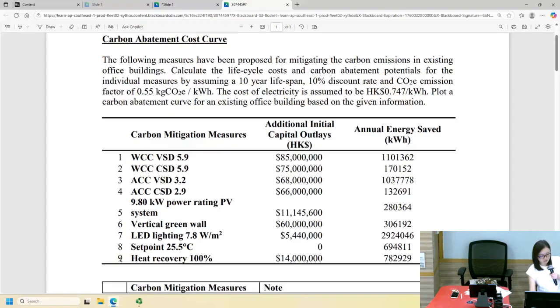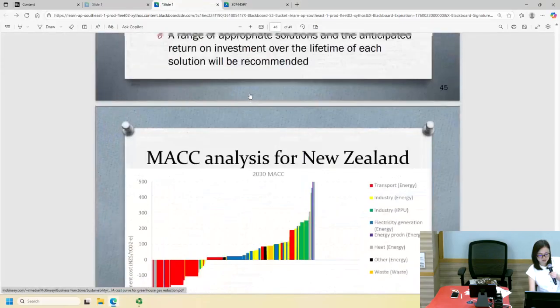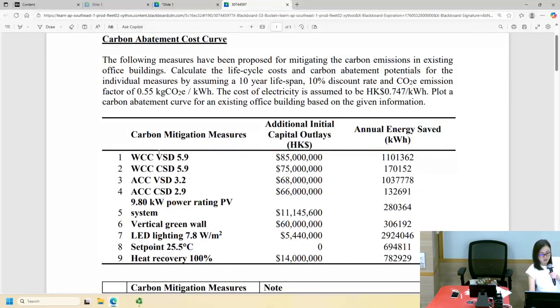So in this table, we have 9 different strategies, just like here. We have 1, 2, 3, 4, up to 9. Nine different strategies, and we want to plot a curve like this, or a graph like this. For the various mitigation measures, you don't really need to know what they are. They are just A, B, C, D, G. And you have the initial capital outlays. So these are the initial costs.